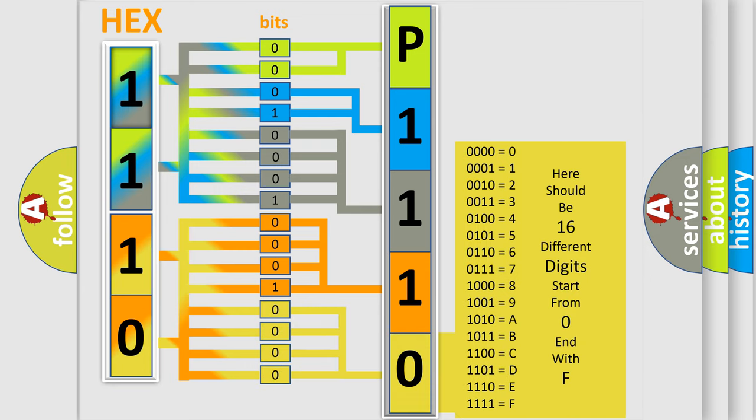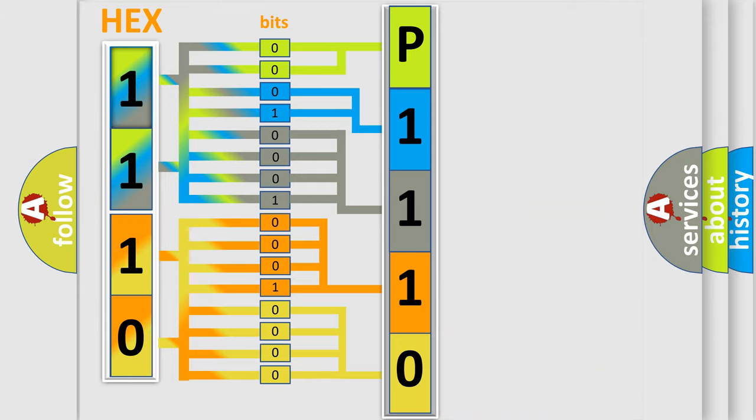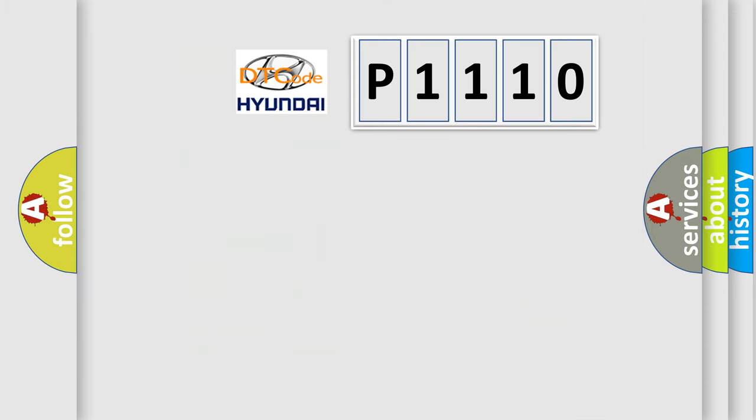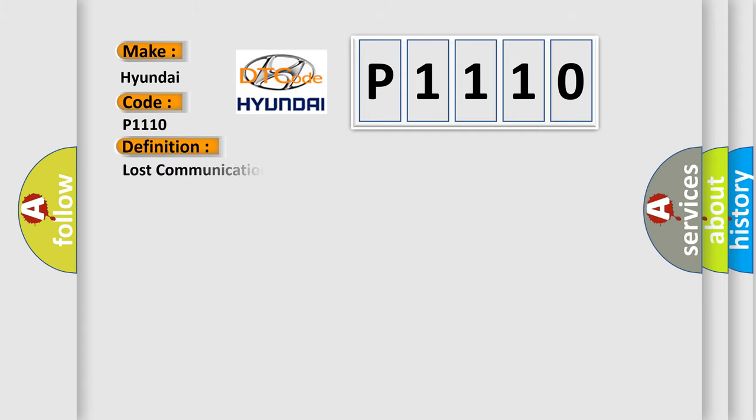We now know in what way the diagnostic tool translates the received information into a more comprehensible format. The number itself does not make sense to us if we cannot assign information to what it actually expresses. So, what does the diagnostic trouble code P1110 specifically mean for Hyundai? The basic definition is lost communication with status water valve.